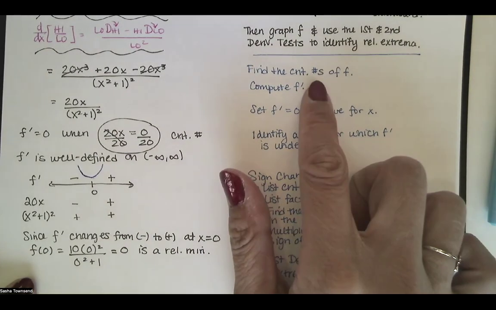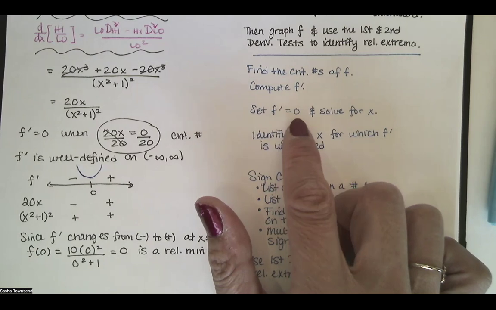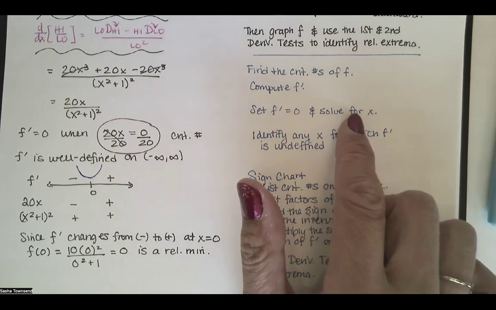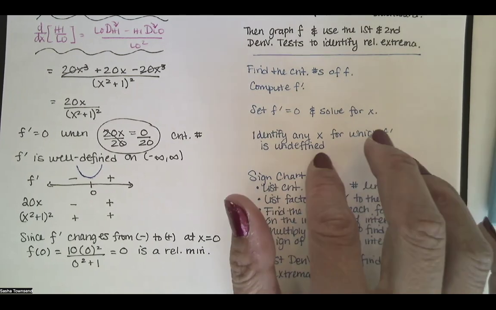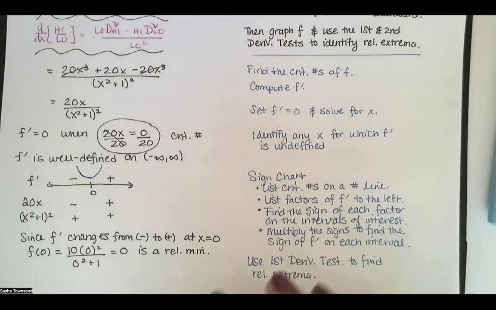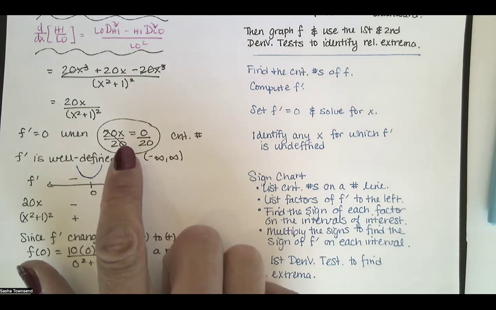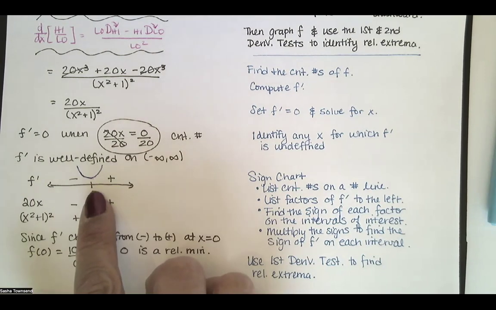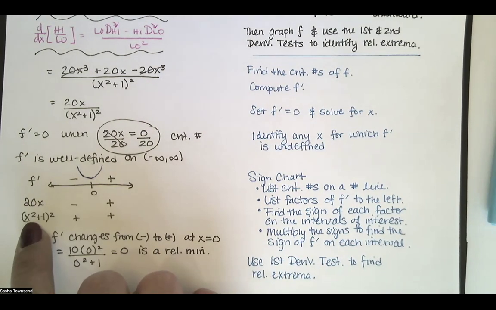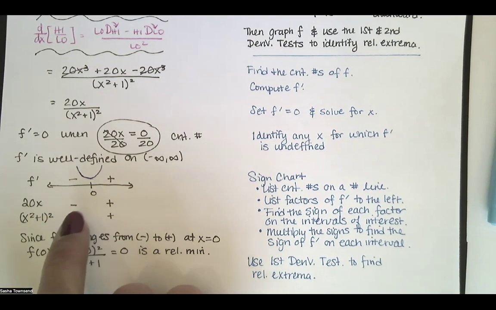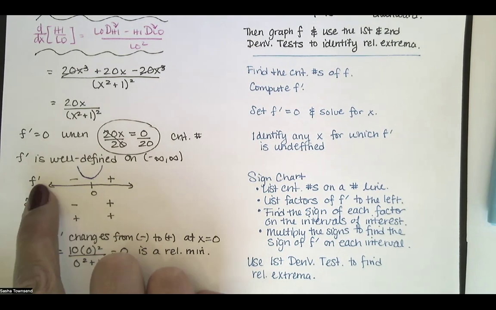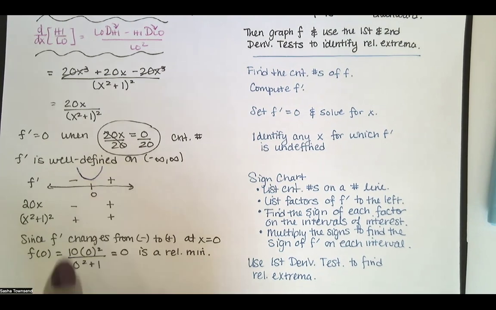So we found the critical numbers by computing f prime, setting f prime equal to 0 and solving for x. And then we also thought about finding any x values for which f prime was undefined. There weren't any. Then we made our sign chart. So we said we only have one critical number. We'll draw that on the number line. We'll list the factors of f prime over here, and then find the sign of each factor on each of these intervals, and then multiply those signs together to get the sign of f prime on each of the intervals.